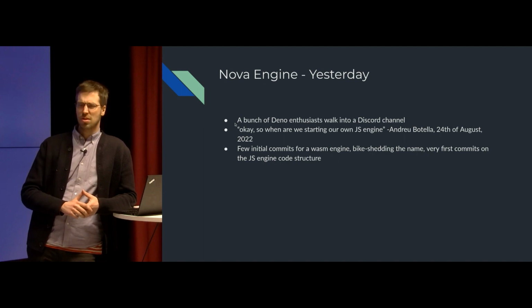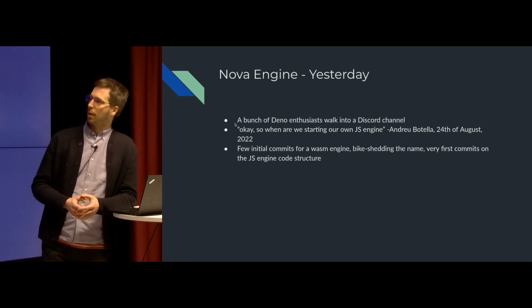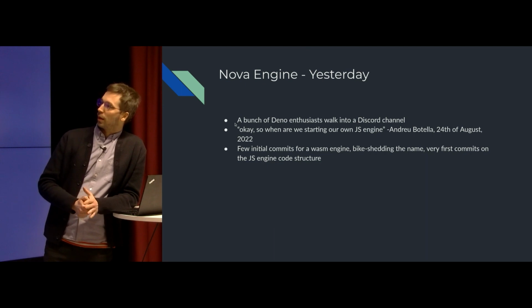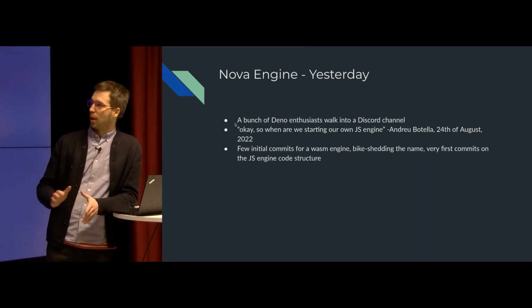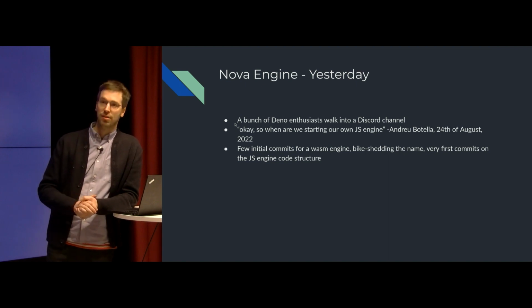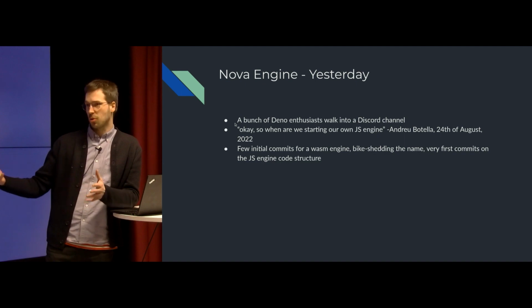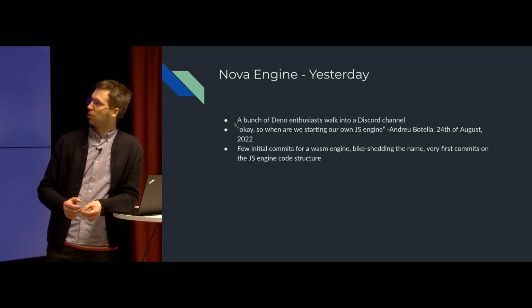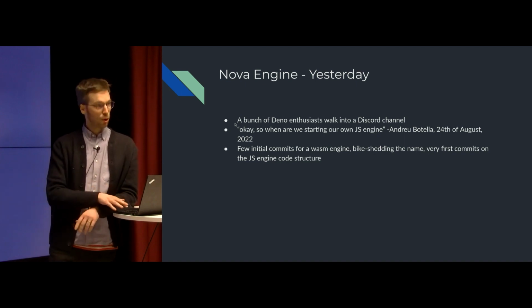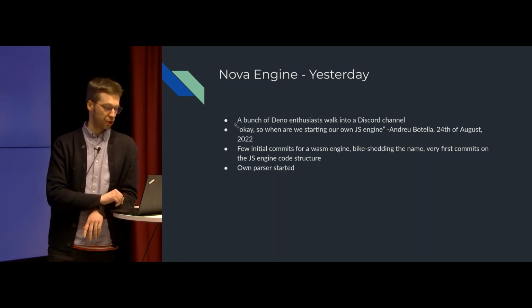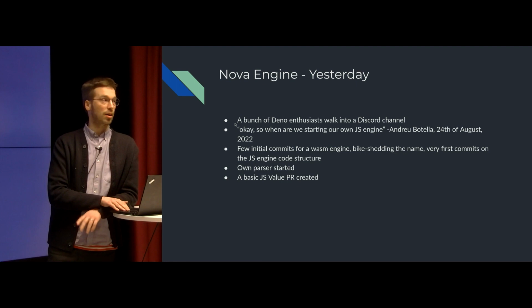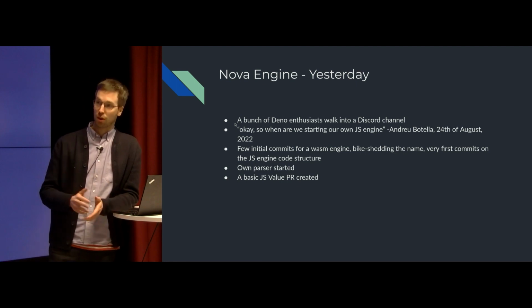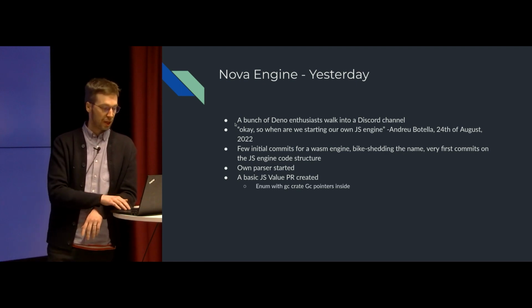Yeah, nearly 2 years ago or something. It's been a long time now. So we made some initial commits, started like a WASM engine. We bike shed the name, decided on Supernovas, so on and so forth. Space is very cool. Started working on the JavaScript engine structure, started our own parser, made a PR to start actually working with JavaScript values.